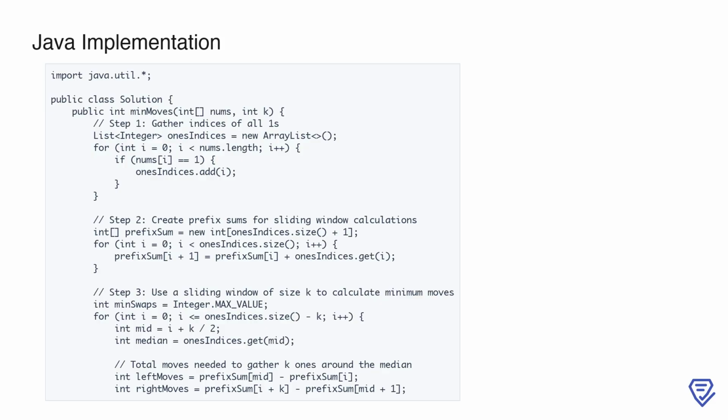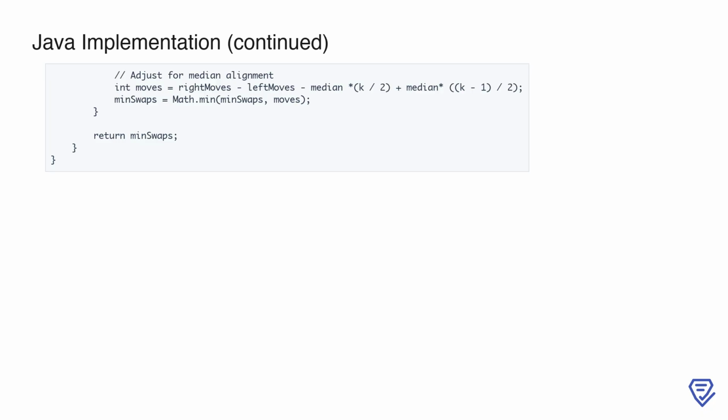For each window, we calculate the median index, which will serve as the target position for gathering the ones. To compute the total moves required to gather k ones around the median, we calculate the sum of moves needed for the ones to the left of the median and the ones to the right. The left moves are calculated as the difference between the prefix sum at the median and the prefix sum at the start of the window. Similarly, the right moves are determined by subtracting the prefix sum just after the median from the prefix sum at the end of the window. These values represent how far the ones need to travel to align with the median.